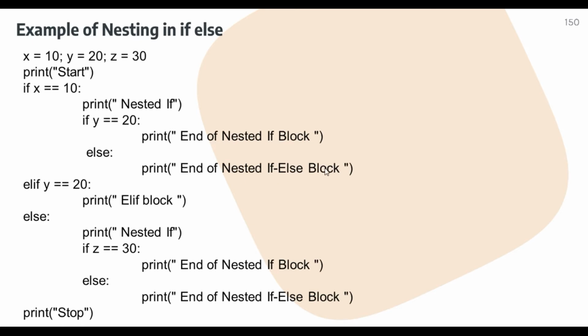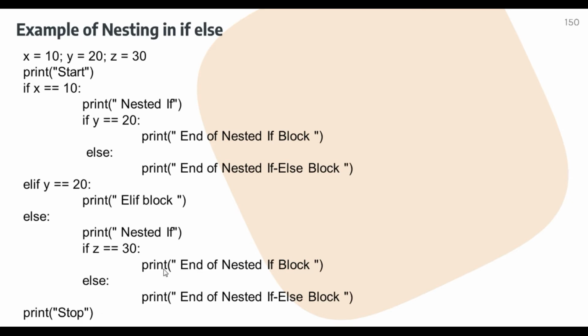Okay students, suppose this condition is true, so the rest of the code will not execute, because the first condition is true, so there is no chance to pass the code to the elif. Among these two statements, one of the statements will execute, and then the whole control will jump to the stop.